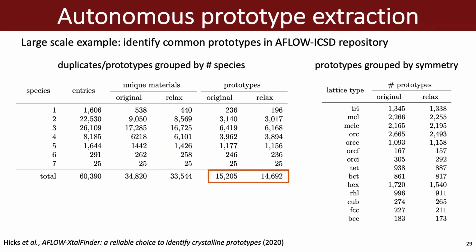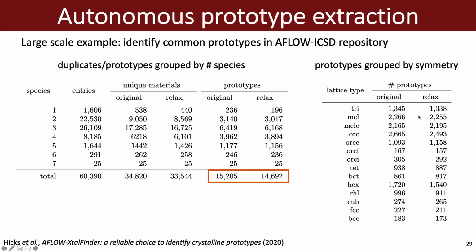And so here's just a use case, an example of how we were able to use this software to find more prototypes. We went to the AFLOW ICSD repository that we have, and we used the comparison techniques to group by duplicates and prototypes. And you can see that we were able to remove duplicates. So these are the unique materials for the original and after DFT relaxation, and then also the prototypes. And so we were able to find approximately 15,000 unique structure prototypes.